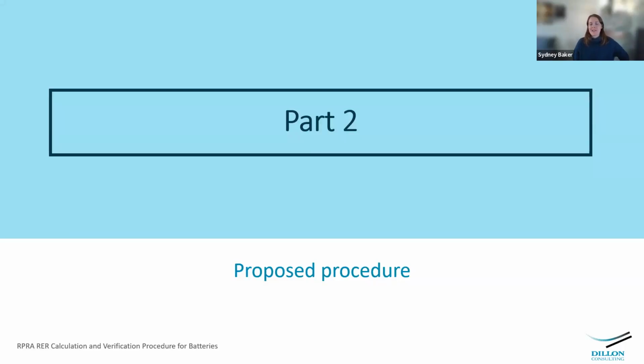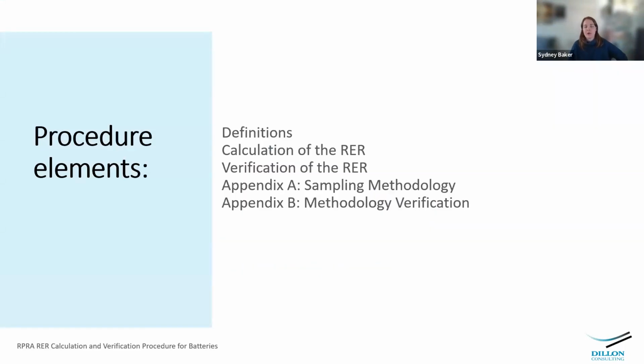Now we're going to get into the actual proposed procedure. Within the proposed procedure, these are the high-level elements: there are definitions, then calculation guidance, verification guidance, and then we have the two appendixes with the sampling methodology as well as the methodology for verifying methodologies. I'm going to go through the calculations. The definitions, as you've already seen a lot of them presented by Tessa, and a few of them will come up throughout the rest of the presentation as well. And then I'll hand it off to Rochelle to go through the verification and appendix.